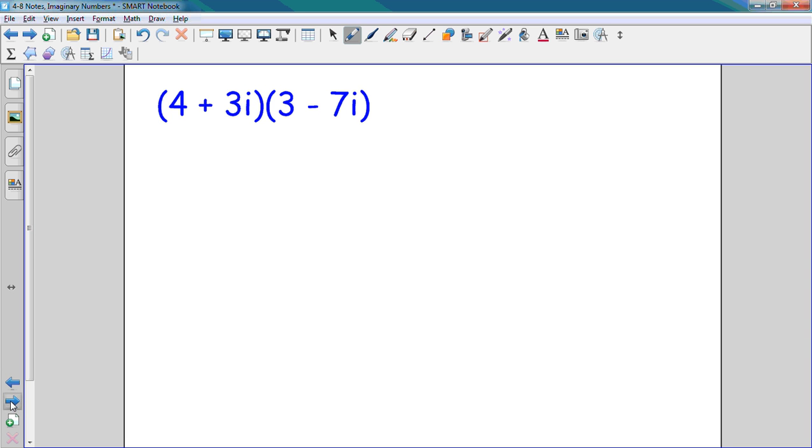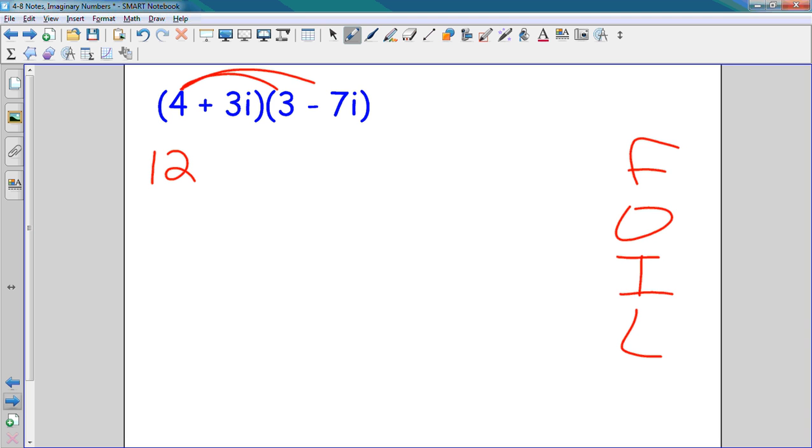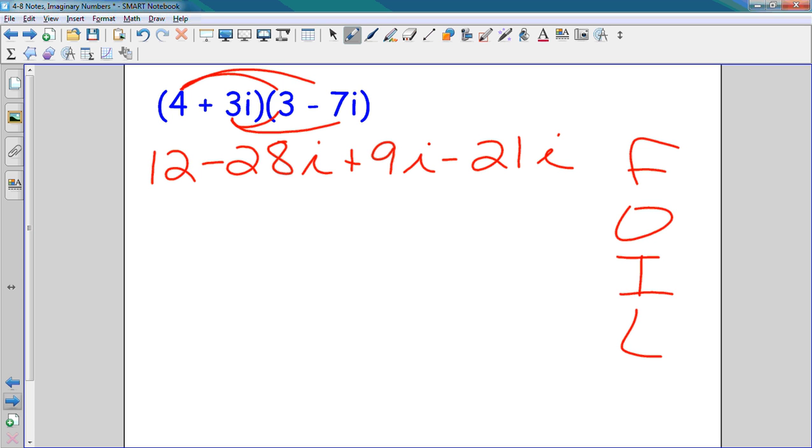What do you do when you have something that looks like this? FOIL. First, outer, inner, last. My first terms, I'm going to have 4 times 3, which gives me 12. Outer term, 4 times negative 7i, negative 28i. 3i times 3, 9i. 3i times negative 7, negative 21i squared. Because I times I is I squared. Then, combine like terms and replace your I squared with a negative 1.